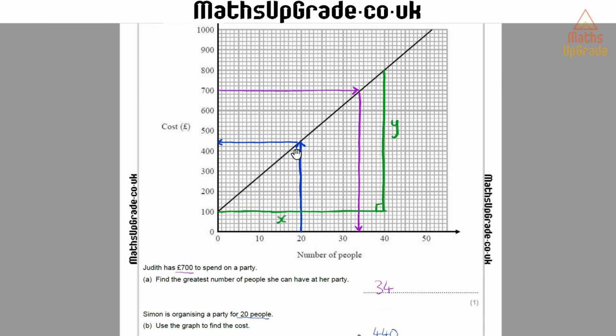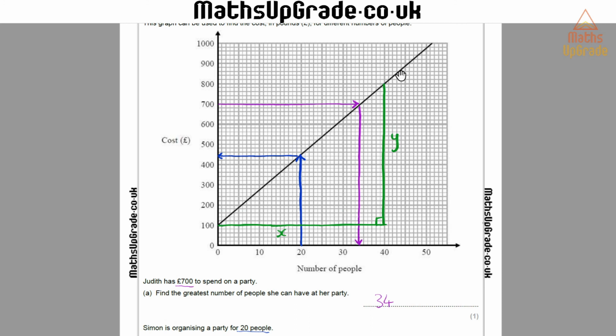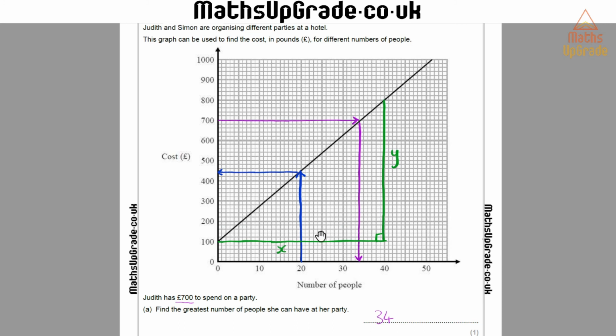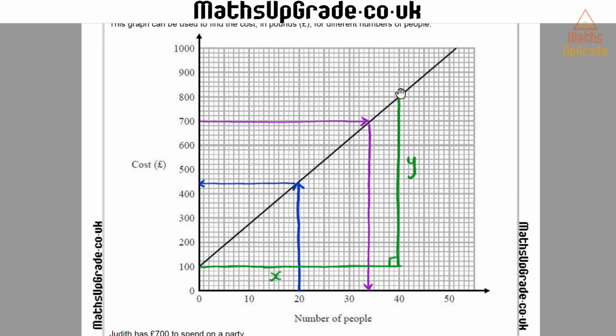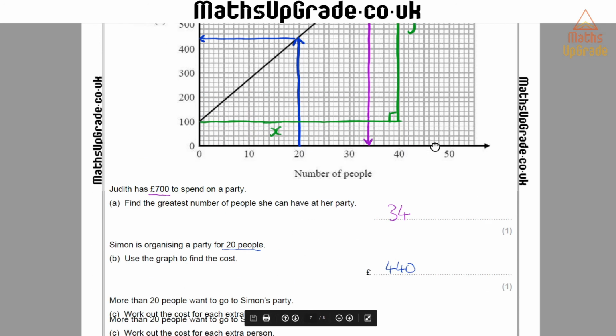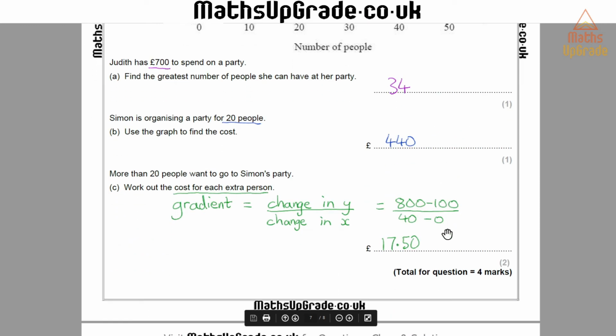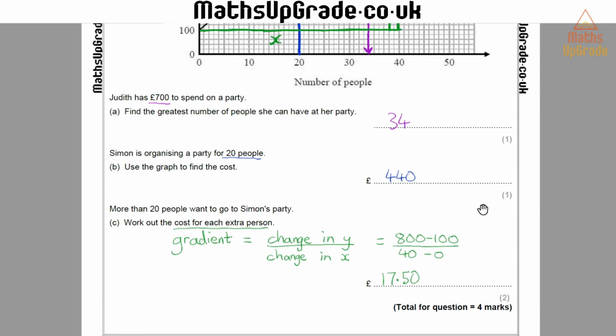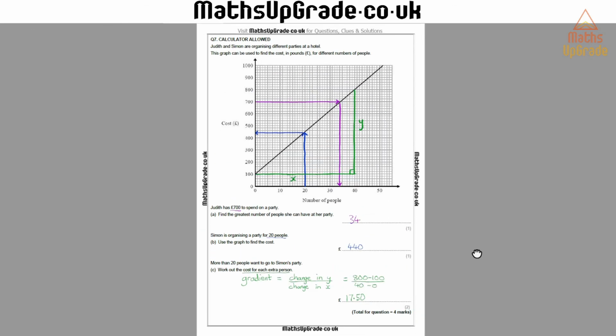So I'm going to find the gradient here, and I've done that in green. I've drawn a right angle triangle anywhere underneath this line, as big as you want or as small as you want. I've drawn it here because I can easily read the value of this point, which is 840 here, and this point, which is 100 and 0. So the gradient is given by the change in y divided by the change in x. The change in y is 800 minus 100, which is 700, and the change in x is 40 minus 0, which is 40. So it's 700 over 40, which with the calculator is £17.50 for each extra person. And that question there was worth 4 marks.